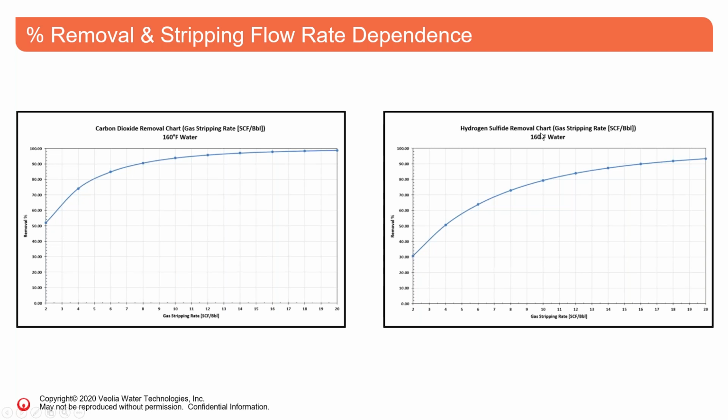Same thing for H2S removal at the same temperature. If you go from 2 to 4 SCF per barrel, you increase the removal rate from 30 to 50%. Now, one thing you'll see is that both these charts look different because one's for carbon dioxide and one's for hydrogen sulfide. The reason is that these gases have different Henry's coefficients, which then affects the partition ratio, which then affects the removal efficiency.